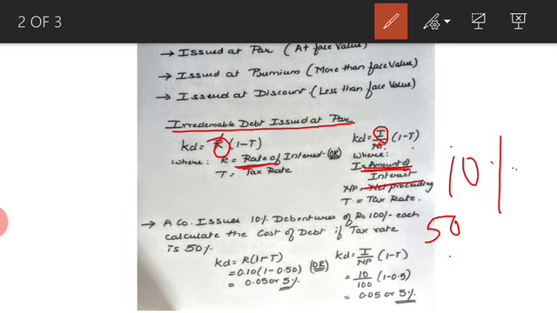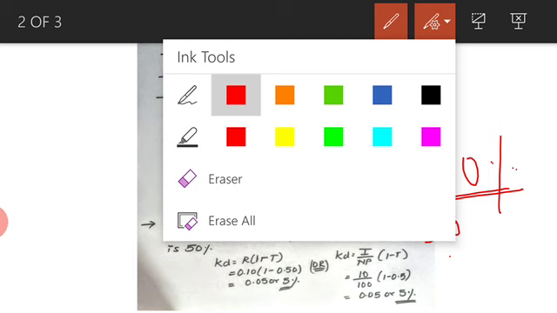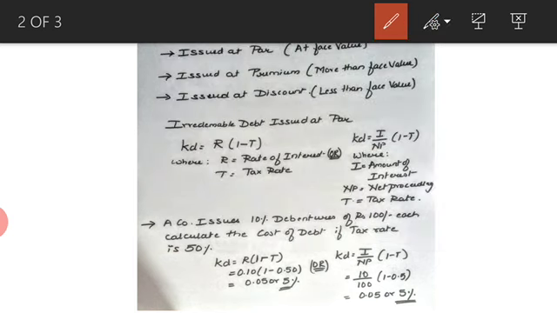Whereas what is the rate of interest? Rate of interest would be 10% itself. I hope you are clear with this difference between R and I. R represents rate of interest, whereas I represents the amount of interest which we have to calculate.